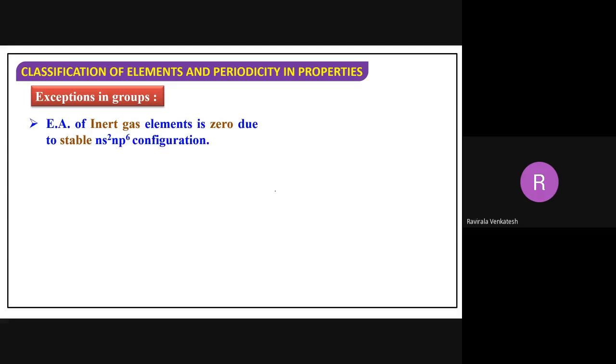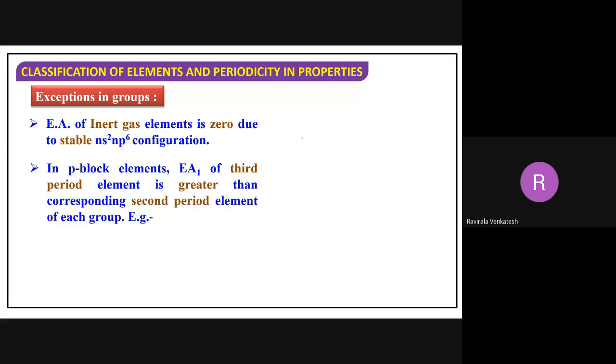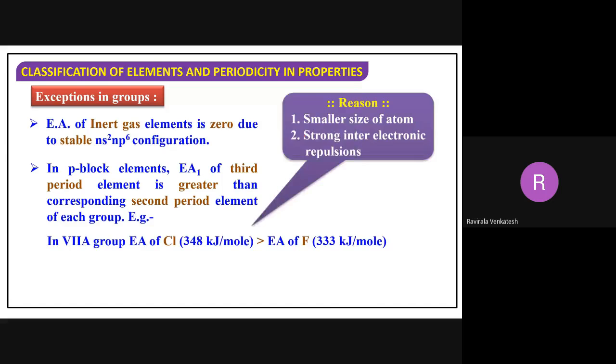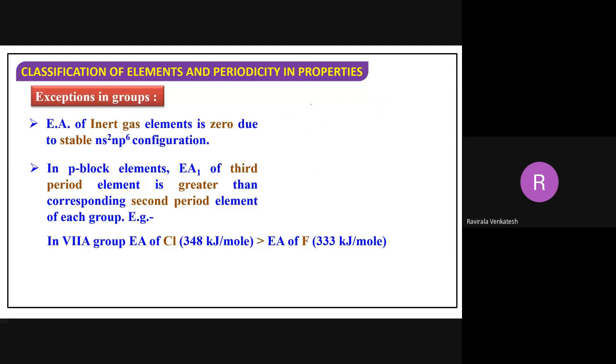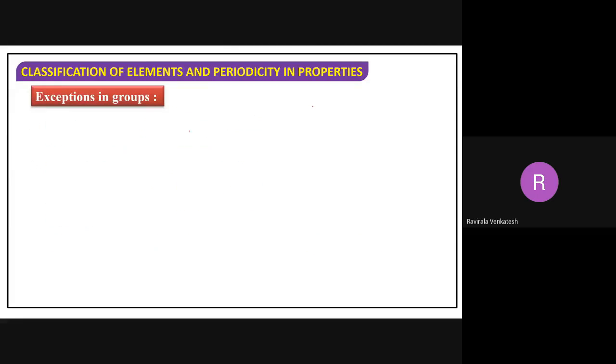Now, I'm writing here. Group 16, group 17, let me take group 17. Fluorine, bromine, iodine. The remaining I am not taking because the remaining are radioactive elements. Their properties are completely different, they are radioactive properties. I am not taking them. Only 4 elements I am taking. Group 17: fluorine, chlorine, bromine, iodine.